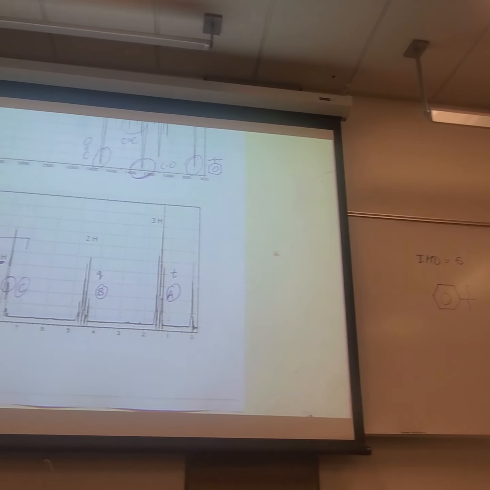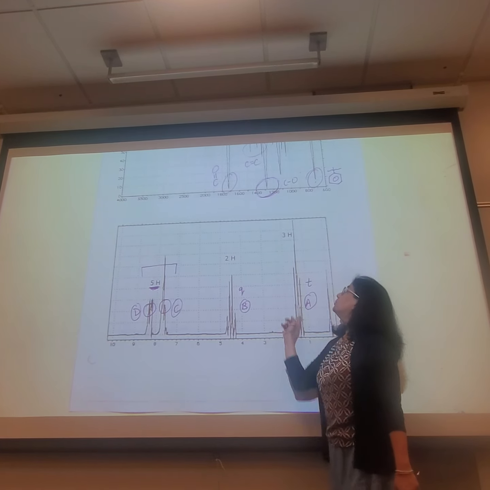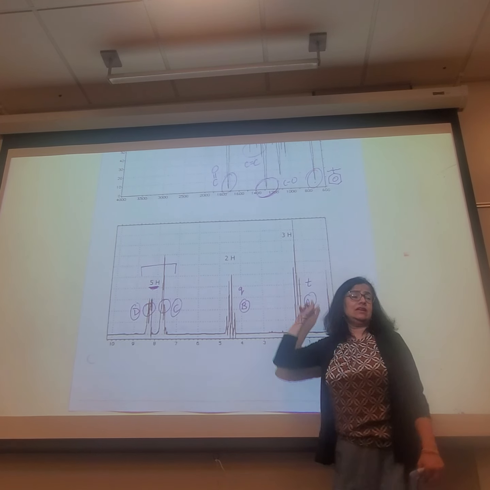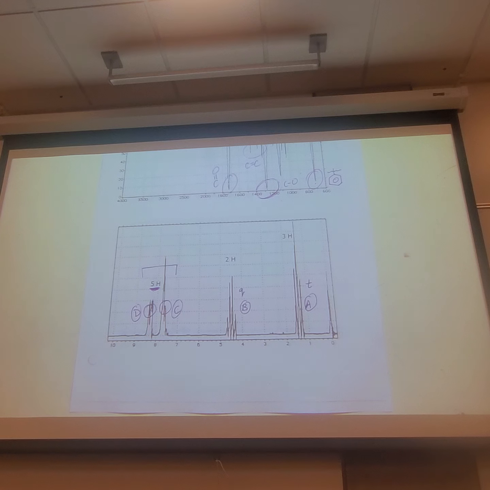What about the triplet and the quartet? Notice the quartet is integrating for 2 hydrogens and the triplet is for 3 hydrogens. What does that tell us? There's an ethyl group somewhere also. Everybody okay? What did the IR tell us? C double bond O, C double bond C. Isn't that right? How many carbons used up?